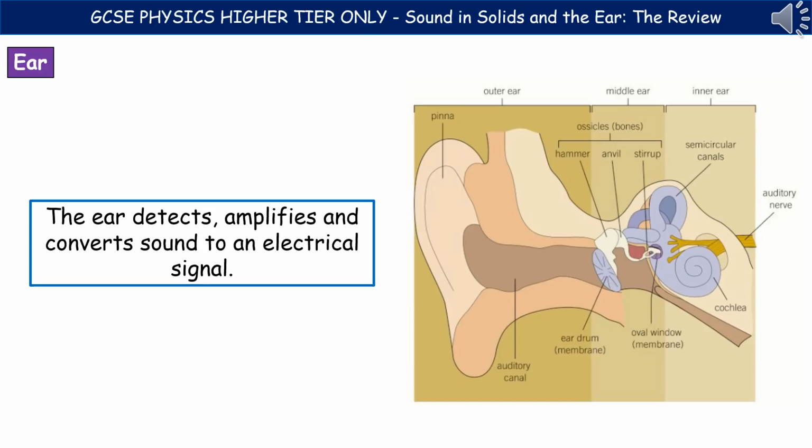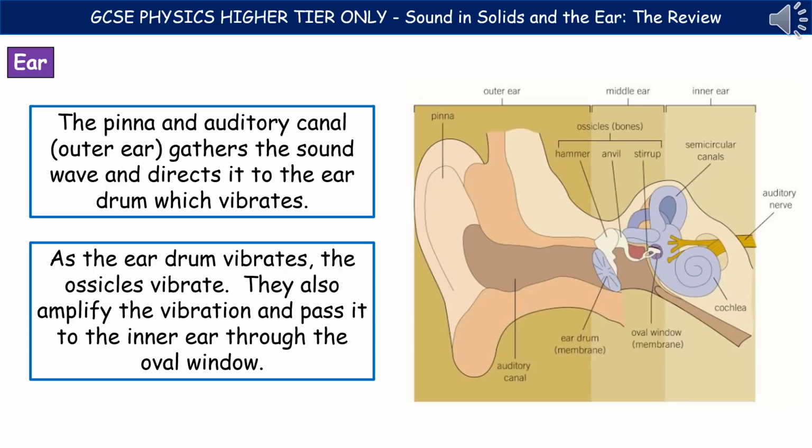In order to actually be able to hear these sounds though, we need our ears. Now, the whole idea of the ear is to detect, amplify and convert sound into an electrical signal that our brain will then interpret. So the first part of the ear that we've got is the bit that sticks out on the outside, the pinna. Now, the whole idea of your pinna and the auditory canal, which is just inside, that's all to do with gathering the sound wave and directing it to the eardrum.